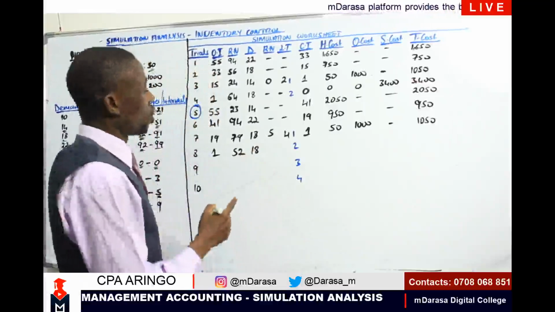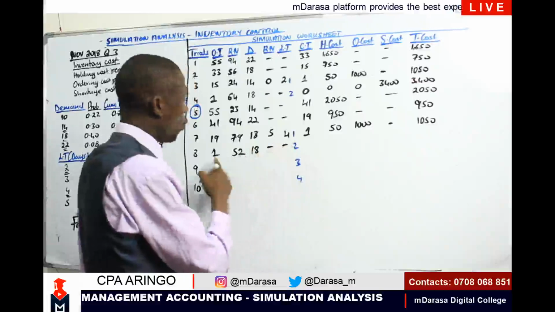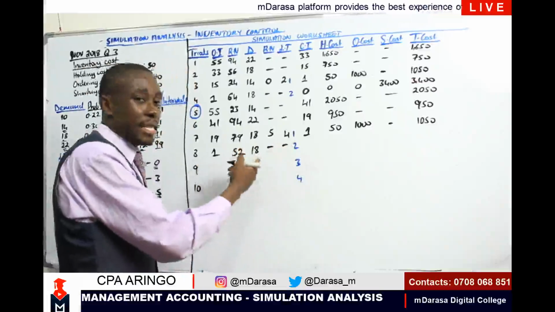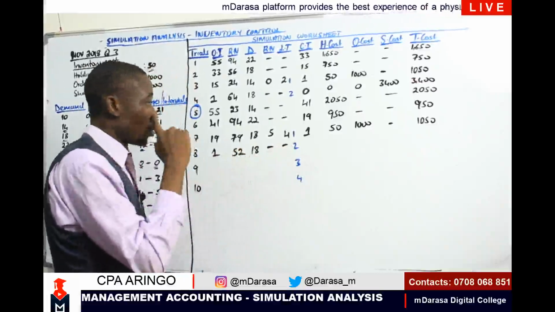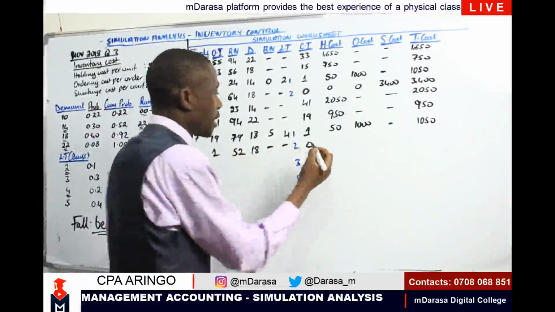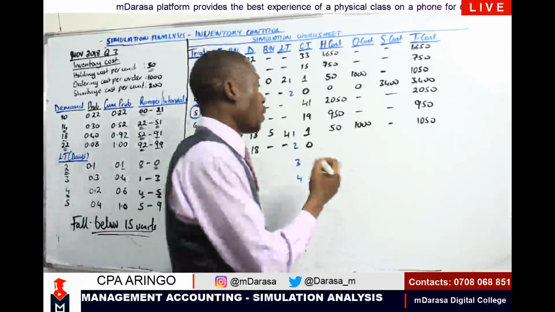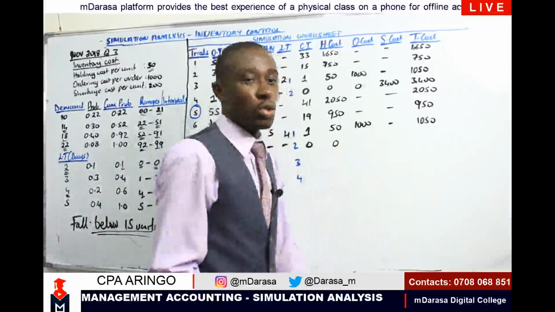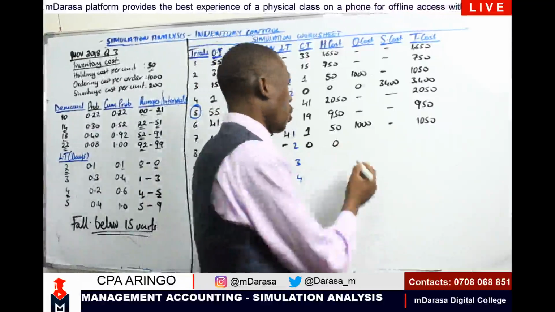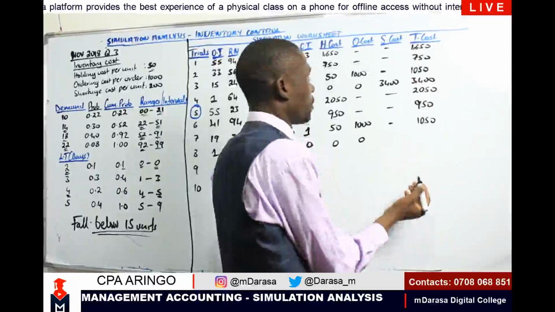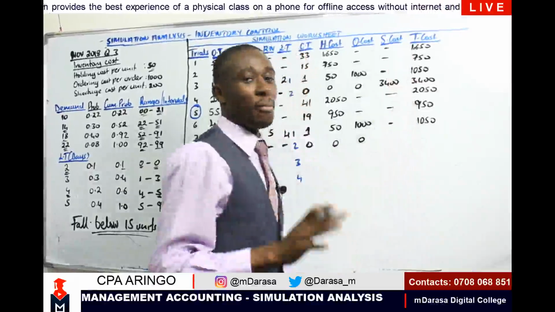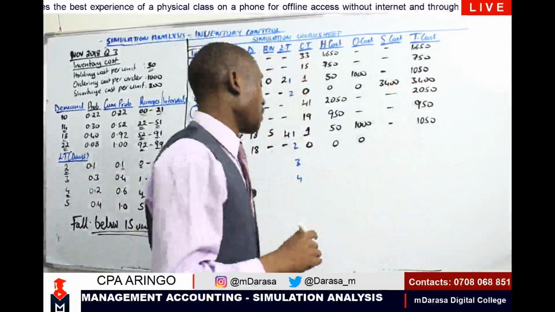Remember, in store we only had 1 unit. My demand is 18, I'm only having 1 unit. So as at the end of the day, yes, I'll be having 0 as closing inventory. Our holding cost, I don't have, because we don't have anything to maintain. Ordering cost, still I don't have. But I'm having a shortage of 17 units.